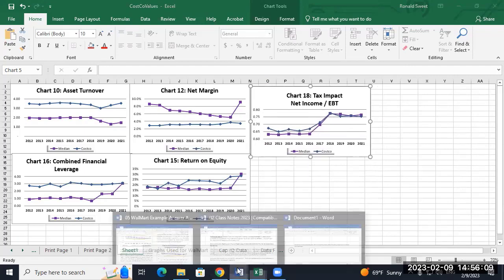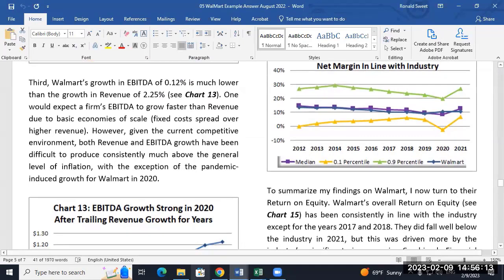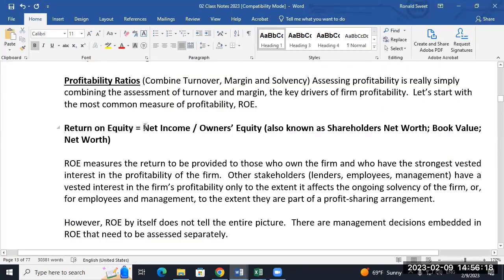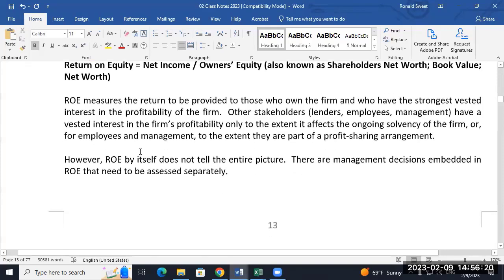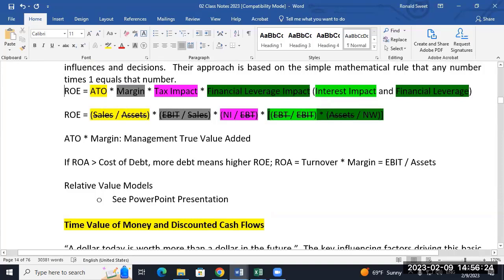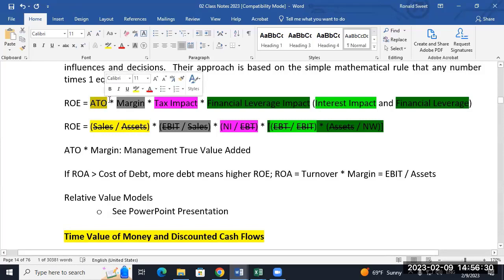All right, so let's look at the class notes. That's just to set it up. So how can we break this out into different pieces? So here's what return on equity is. Return on equity is asset turnover times margin times tax impact times the financial leverage impact.